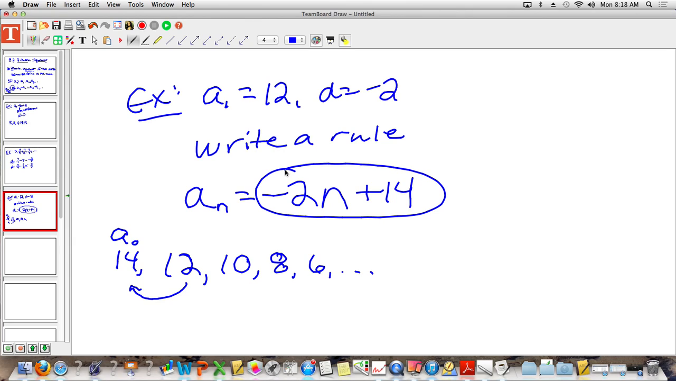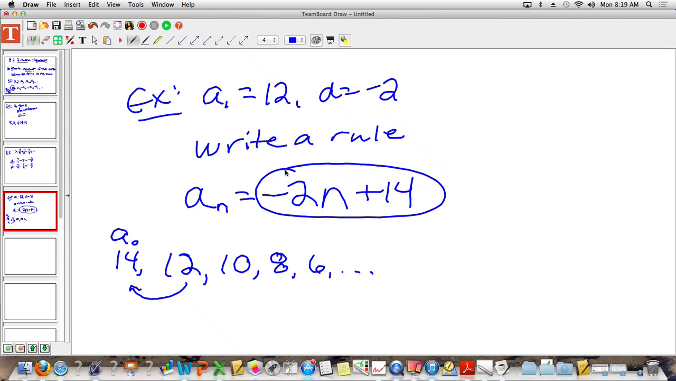So if you want the 172nd term, you just go to 172 in your table, or you can just do negative 2 times 172 plus 14. Negative 330. Oh, thank you. I didn't really want it, but thank you. What'd you say it was? Negative 330. Okay. All right.